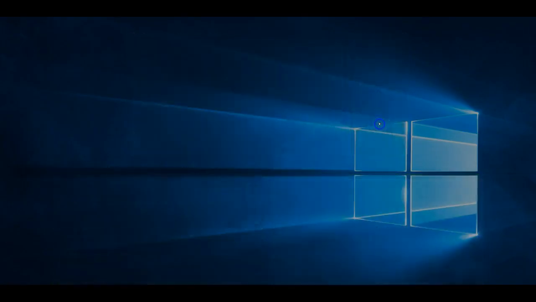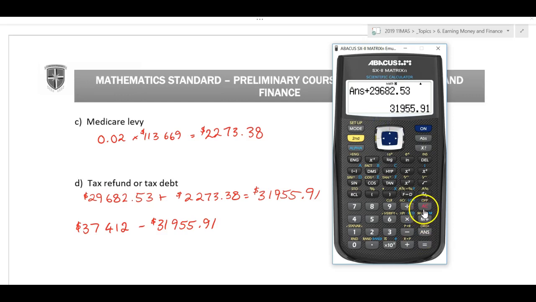Righto. So let's have a look here. On my calculator, I'm going to do my 37,412 minus that previous answer, and Mia will get a tax return of $5,456.09.